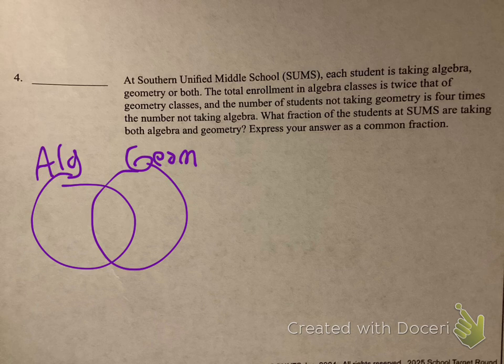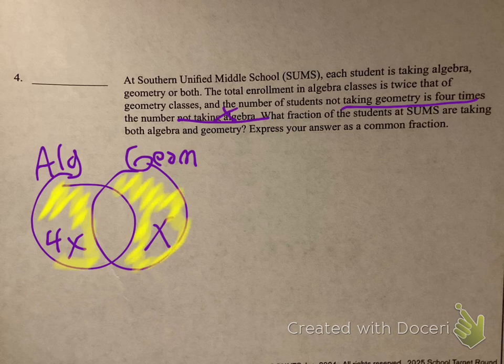Okay, so the ones not taking algebra are going to be here. So if I call that x, not taking algebra, and 4 times not taking geometry, that would be over here in this section, right? So this section over here is the 4x. This section over here is the one without the algebra, is the x. And it says, what fraction of the students are taking both algebra and geometry?